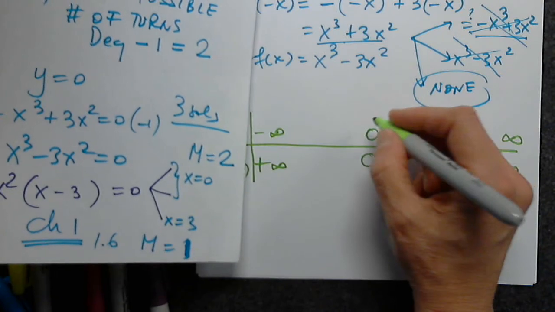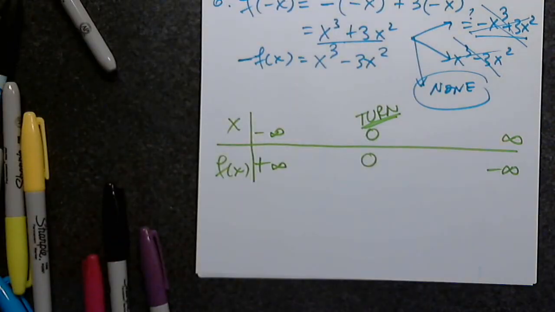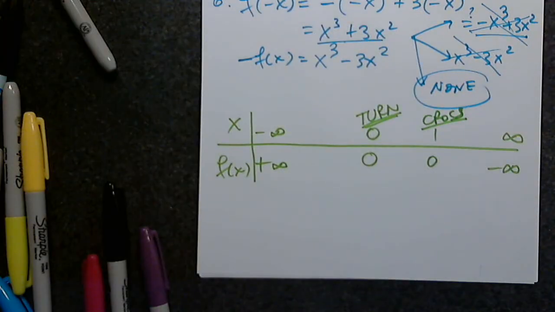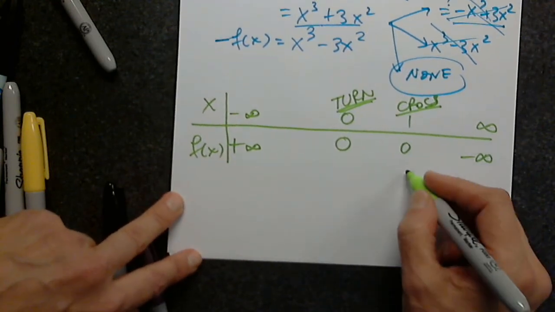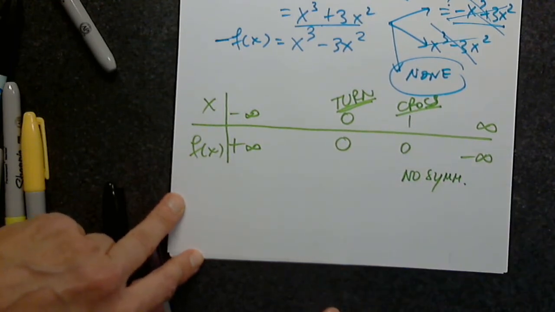I have 0, 0. And I make myself a note, don't forget the function turns there. I have 3, 0, which is a regular cross. Nothing fantastic happens there. And I don't have anything else. This is it. And symmetry, none. No symmetry. This is it.